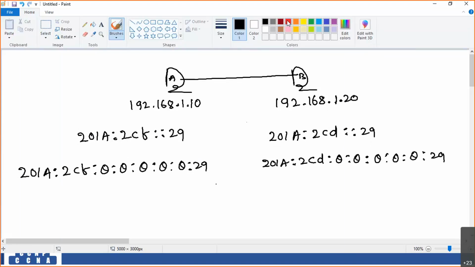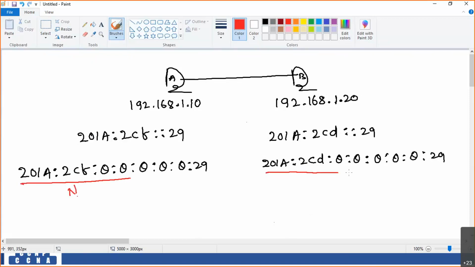IPv6 is how many bits? 128, right? Out of 128, the first 64 bits and the second 64 bits. The first 64 bits represent the network portion and the second 64 bits represent the host portion. No classes: in any IPv6 address, the first 64 bits are the network portion. So the first 64 bits means how many quartets? 4. So the first four quartets indicate the network portion.